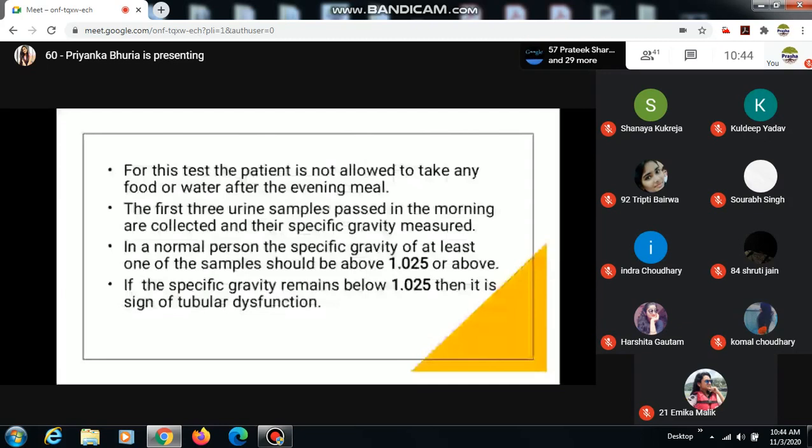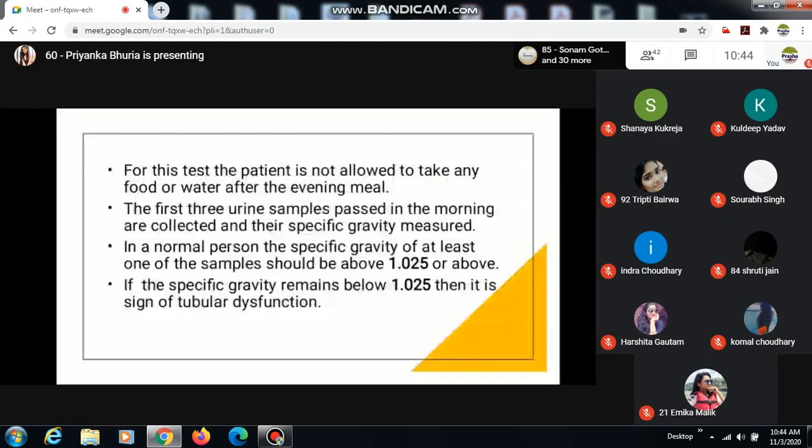The first 3 urine samples passed in the morning are collected and their specific gravity measured. In a normal person, the specific gravity of at least one of the samples should be 1.025 or above. If the specific gravity remains below this, it indicates impaired tubular function.